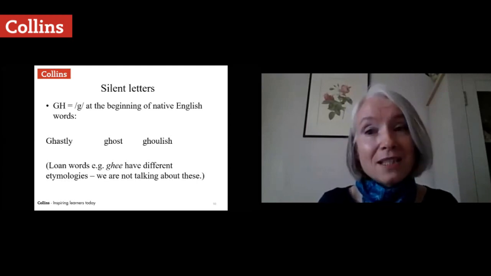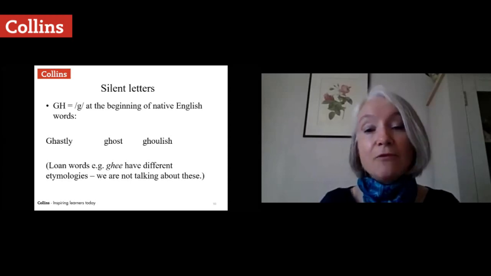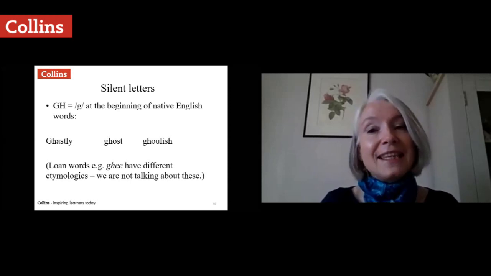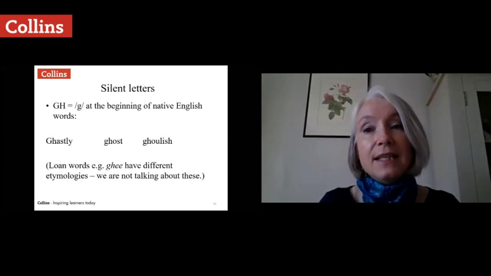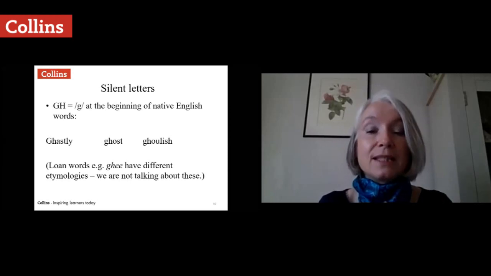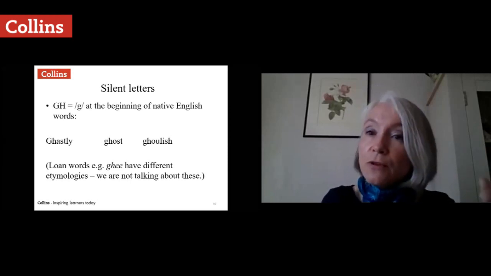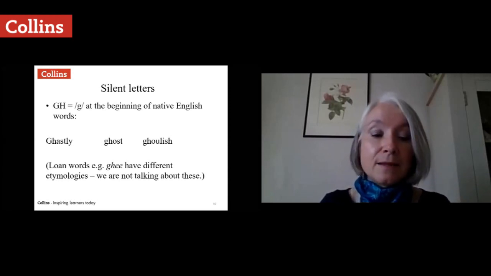But loan words like ghee, which English has taken from Indian languages, have different etymologies. So we're not talking about those today. The H in ghee is there to try and reflect the original Indian pronunciation. That is different yet again. So lots of different things going on with silent letters.